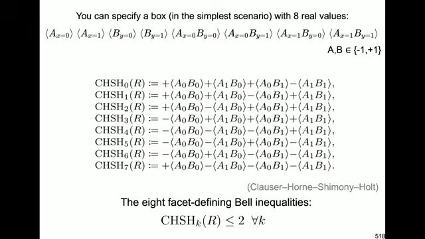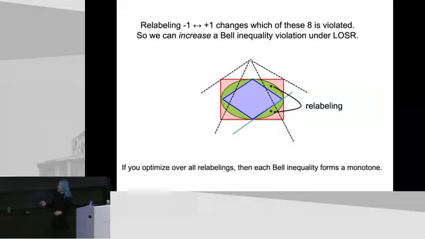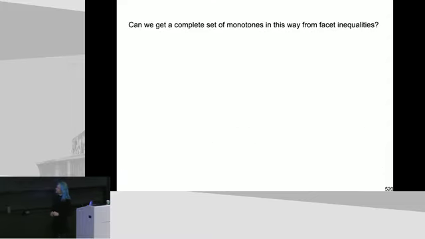But there's a natural thing to do, which is to optimize these functions over all relabelings. And then you basically just get one function because they're all equivalent up to relabelings. So basically just find which of them is maximally violated and then take that to be your measure. And you can prove that that in fact does form a monotone, which preserves our intuition that you shouldn't be able to suddenly violate a Bell inequality more under these local operations or classical correlations.